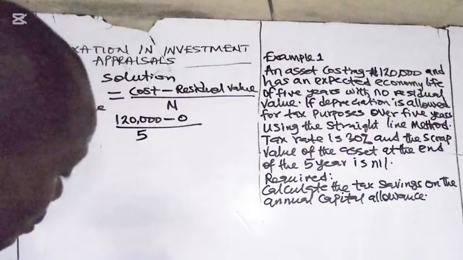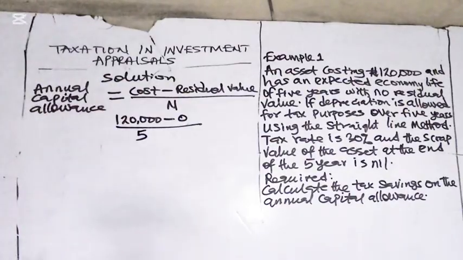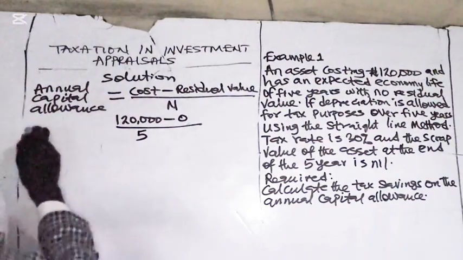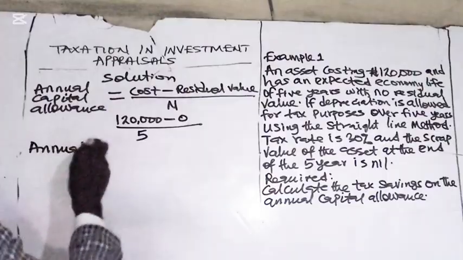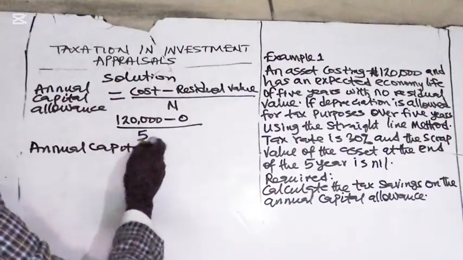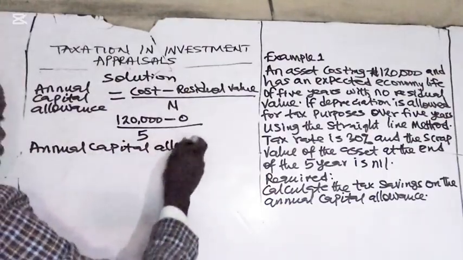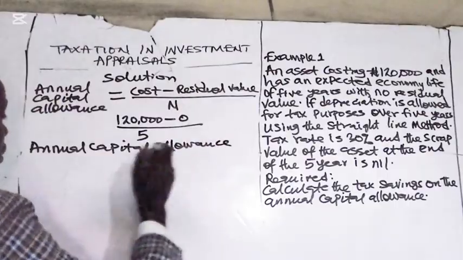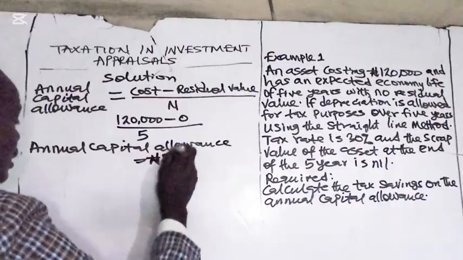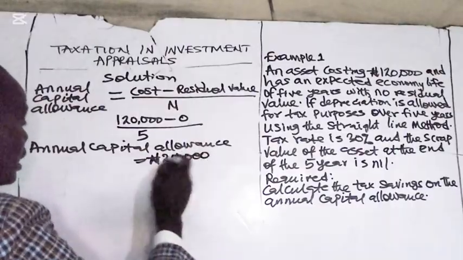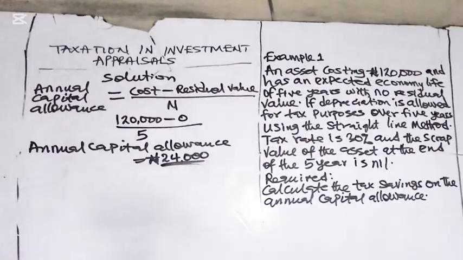120,000 divided by 5 gives us 24,000. So the annual capital allowance will be 24,000 naira. That is, 24,000 naira will be charged every year as capital allowance.